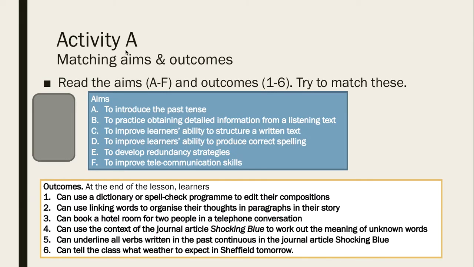Let's see if we can, one last activity, can we match the aims and outcomes? Read the aims, A through F, and the outcomes, 1 through 6. Try to match these. Go ahead and pause the video and we'll discuss the answers in one moment.